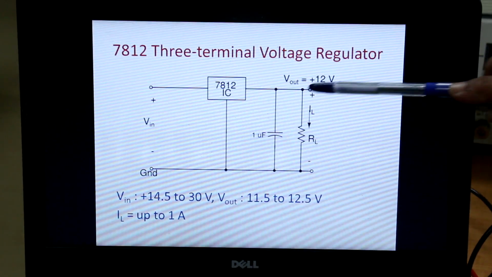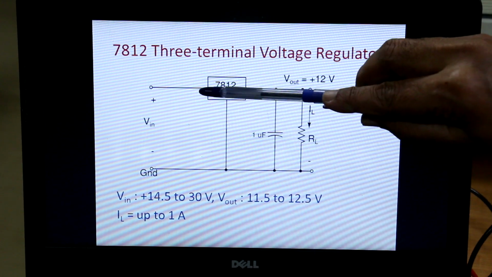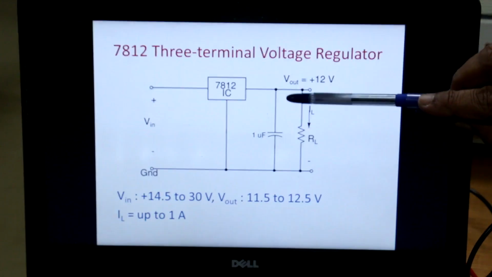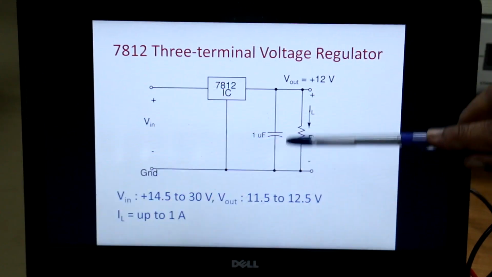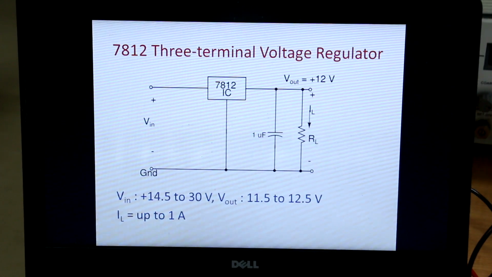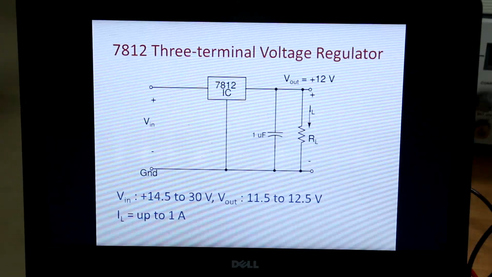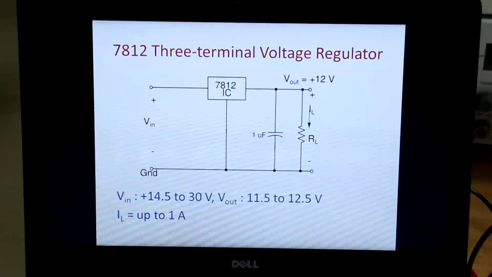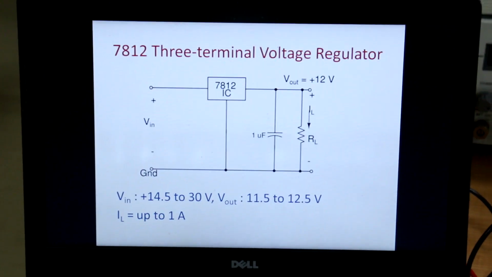So this is a 3-terminal regulator. It has just 3 terminals: an input, a ground, and an output terminal. And you need to put a small capacitor, 1 microfarad or smaller, and that's all. It's very easy to use, and the IC is reasonably priced. It typically costs about 20-30 rupees. So it's a very, very good solution. Let's see how this particular regulator works for various loads.